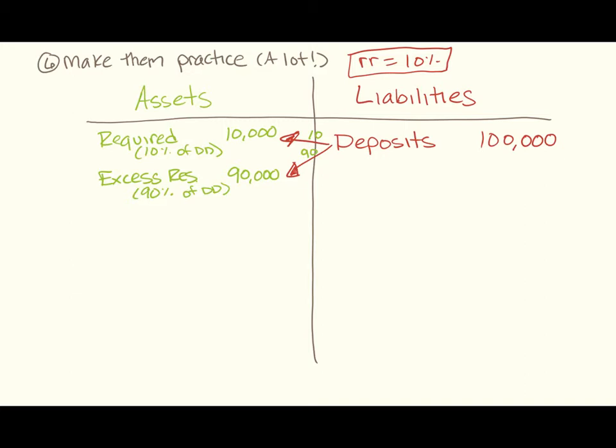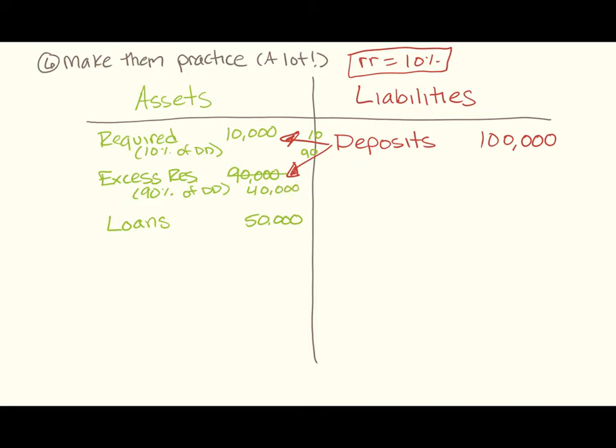Never does that stuff come out of required reserves. So the next best thing is we're going to say that the bank is going to give out a loan, and they're going to give out $50,000 in loans because that's how banks make money. And then we'll make the students do the math and figure out that that $50,000 in loans is going to come out of excess reserves.